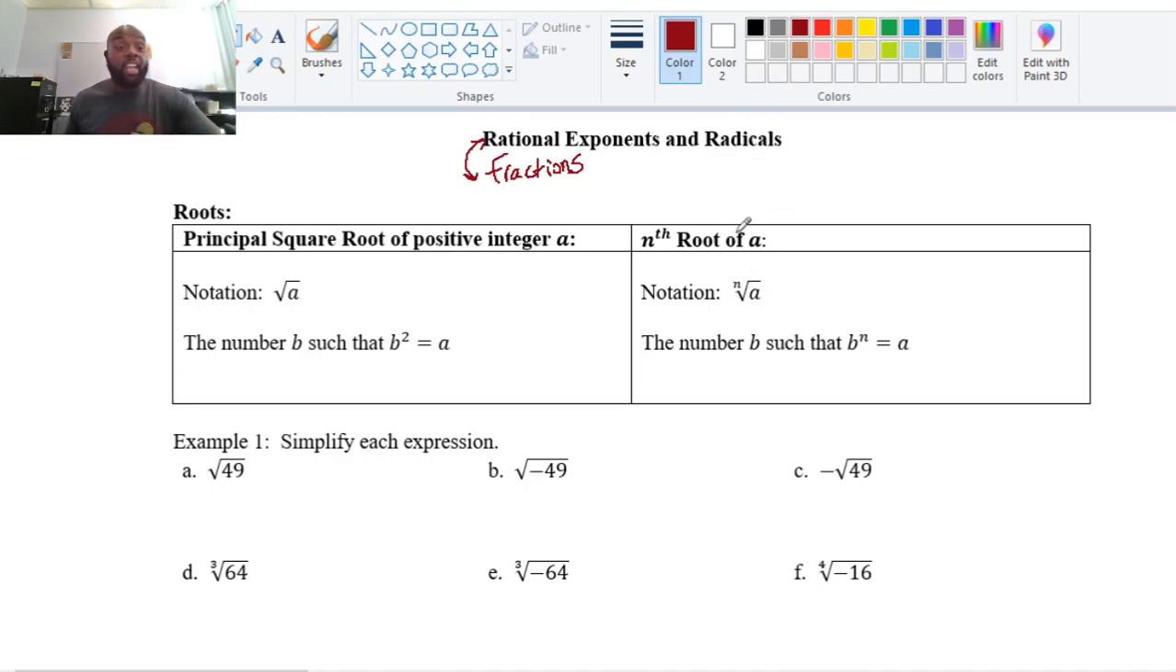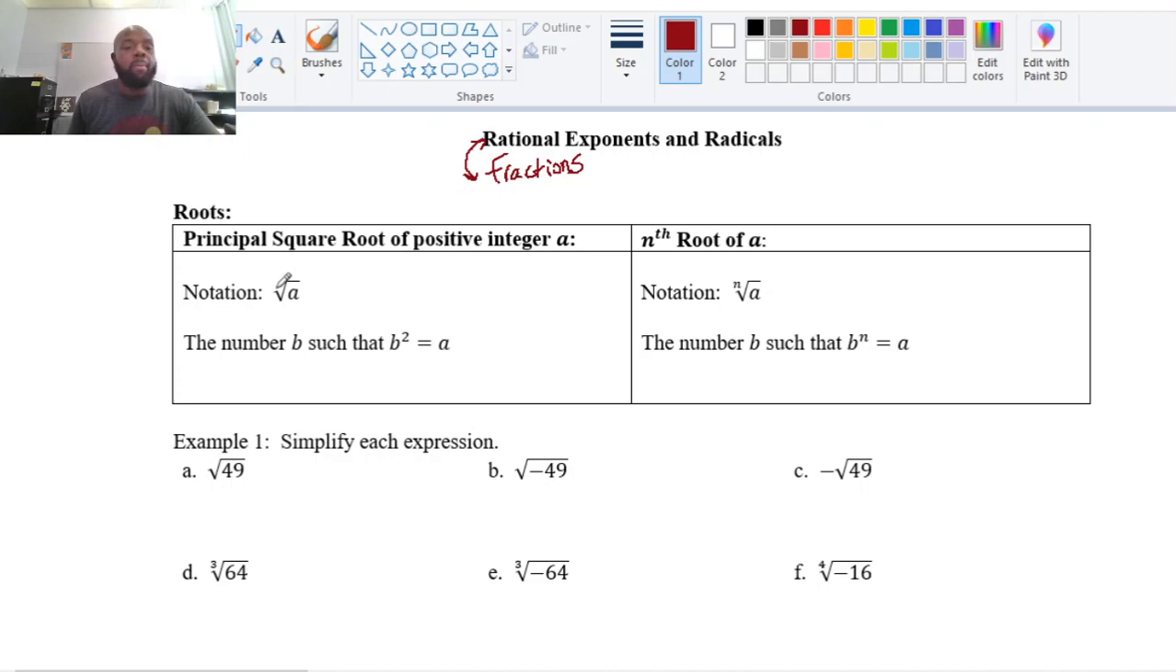All right, so we're going to actually start with the radicals. Another word for radicals is roots. The principal square root of a positive integer a, we use this notation here, the square root of a. So I'll usually use the word square root, although I mean principal square root. Look at this symbol. It looks like a division symbol with a check mark out front. That is called your radical sign.